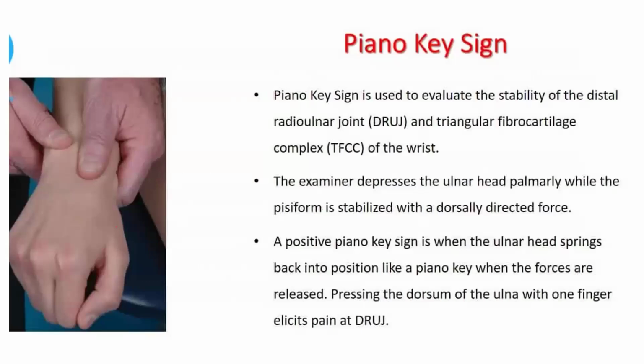This is the piano key test. You support the radius while the forearm is in pronation. Then you can hold the ulna, press it up and down. And if you press it down, it would return just like a piano, just as if you're pressing on a piano key to produce a tone, then it returns back to its space. Okay, so this is the piano key sign.